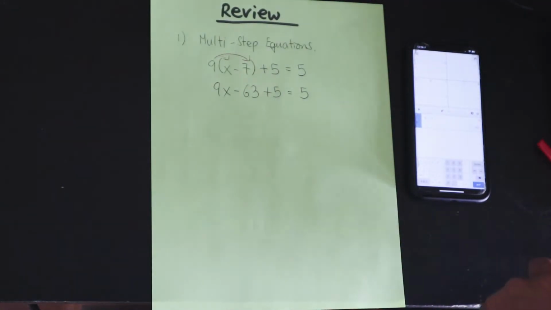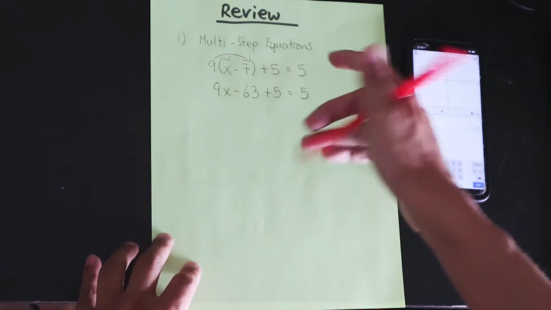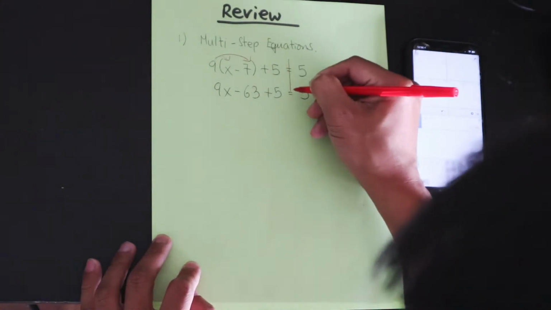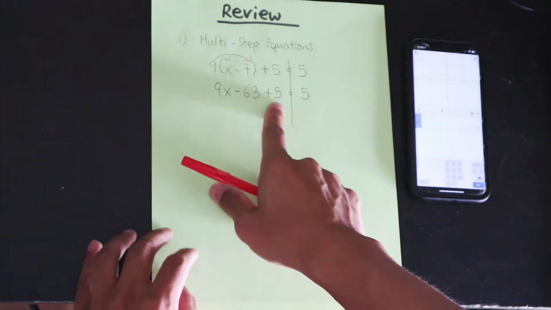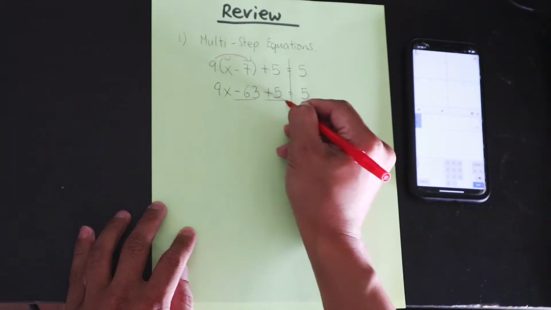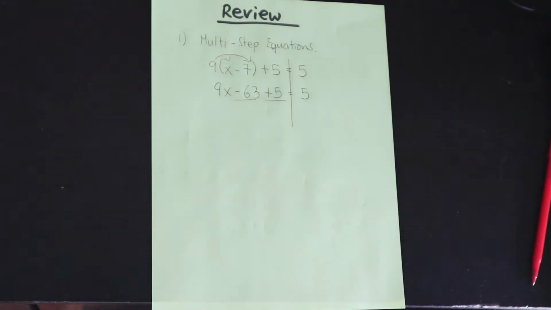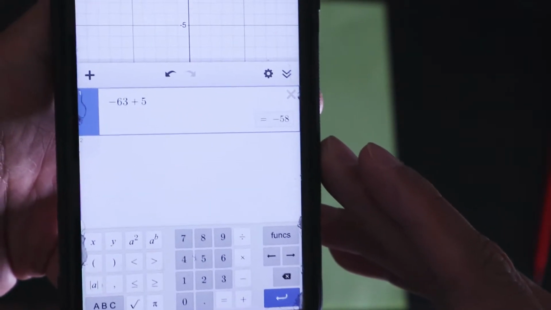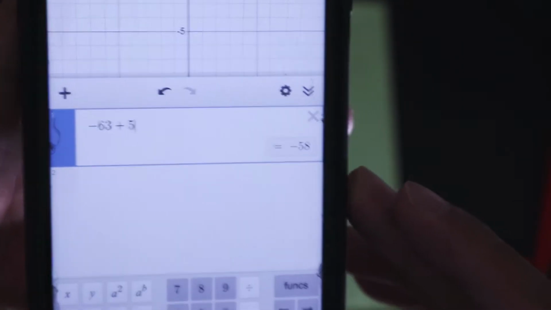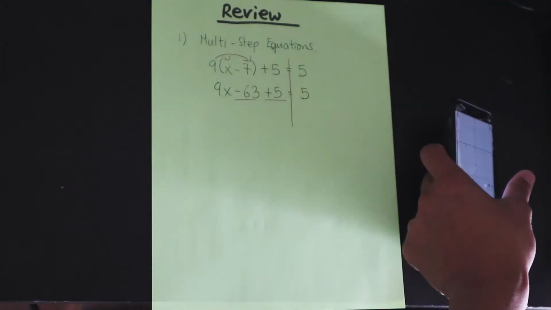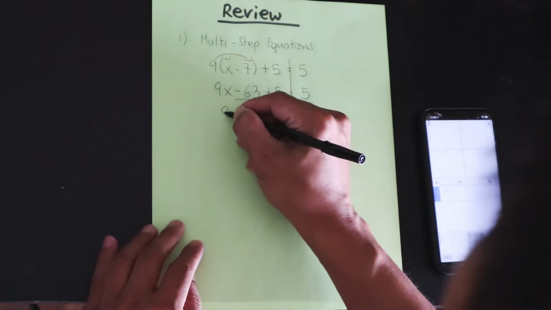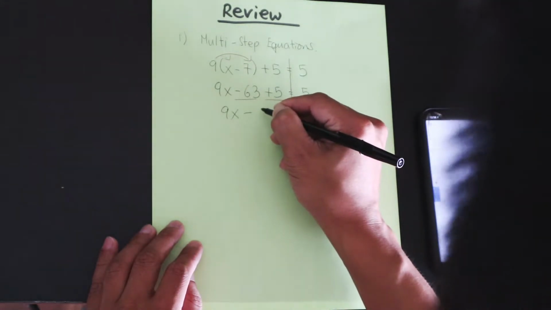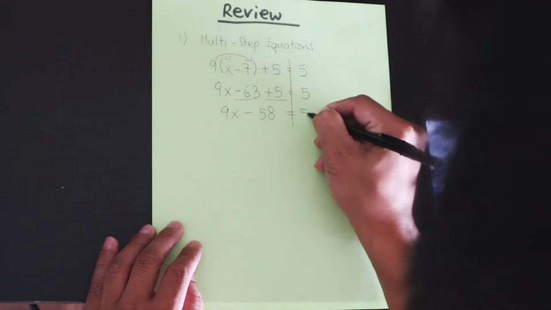And then from here, I notice that there are 3 terms on the left side of the equation, so we're going to combine them. So negative 63 plus 5. Again, if we want to make sure that we get it correct, we're just going to press negative 63 plus 5, which is negative 58. So on my calculator, it says negative 58. So we'll put 9x minus 58 is equal to 5, like this.